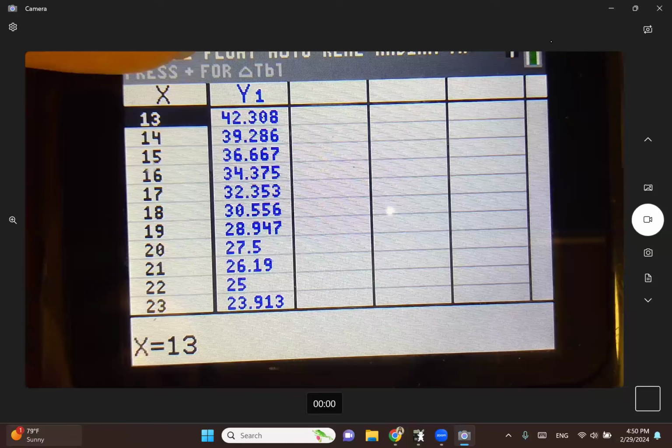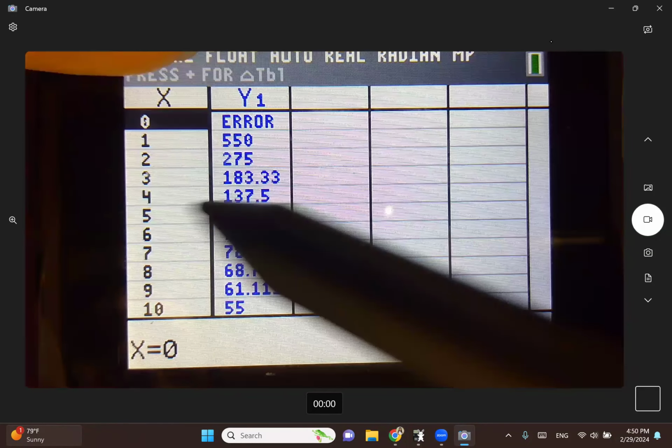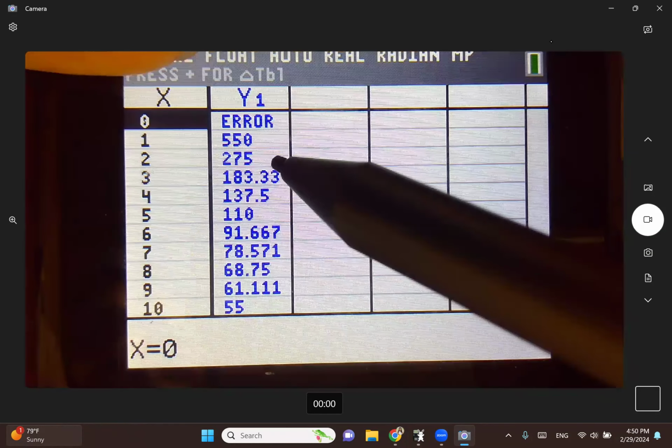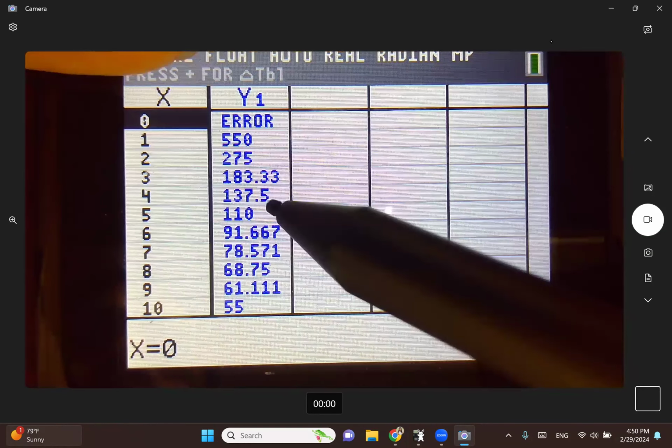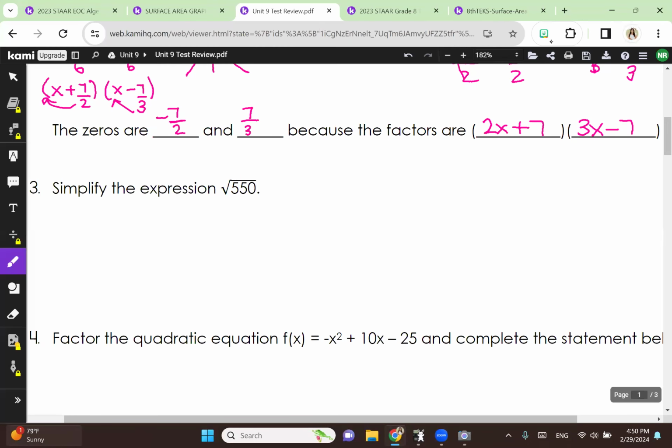And I need to start from 0. Any whole number are the ones you want to pick. You don't want to pick the decimals. So 1 times 550, 2 times 275, 5 times 110, 10 times 55, all of those numbers. So let's go back. The factors of 550 are 1 times 550. Good.